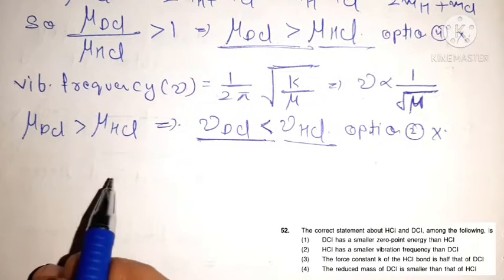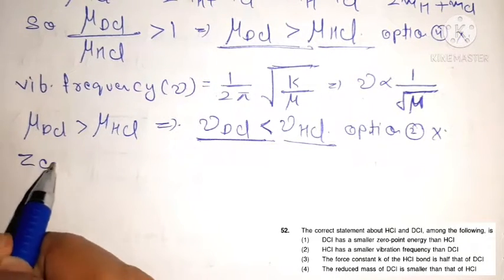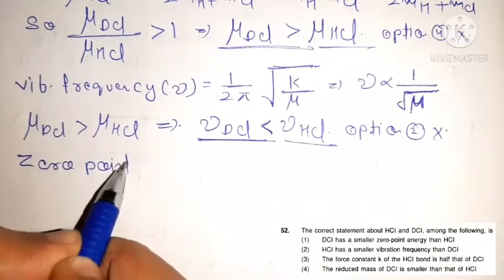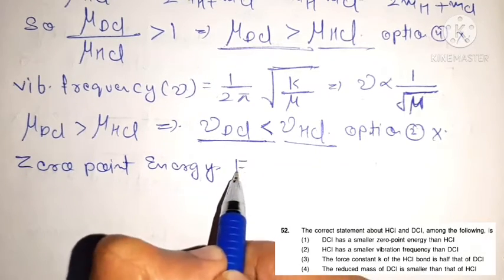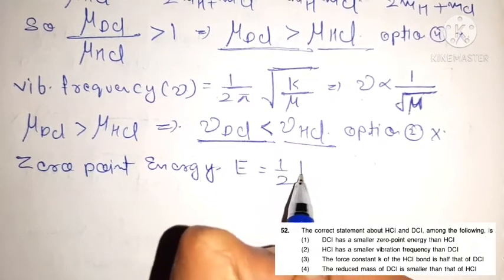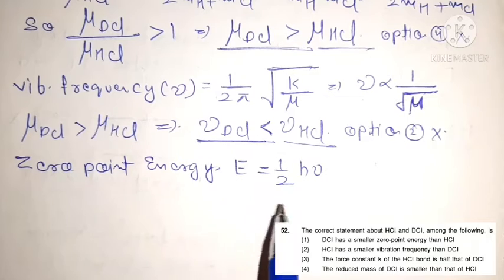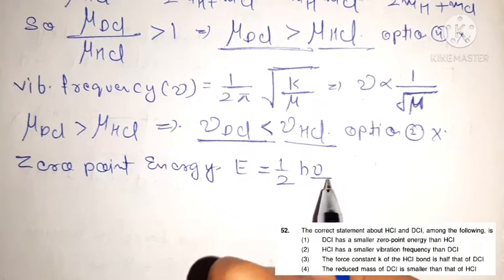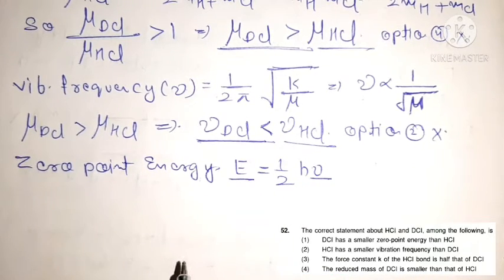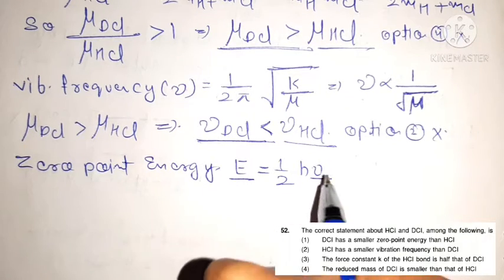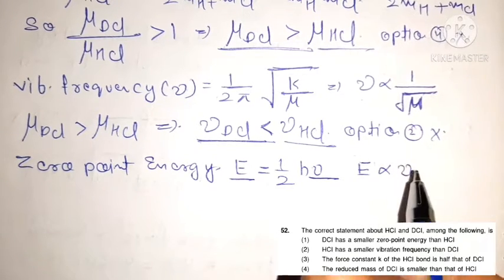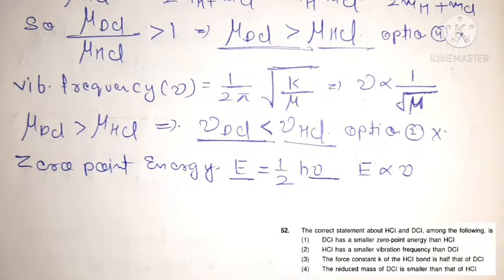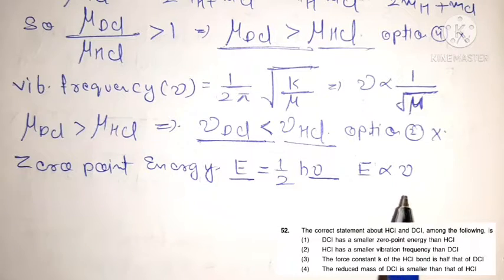Now the formula for zero point energy is E equals half h nu. This is the formula of zero point energy. From this formula we conclude that the zero point energy will be directly proportional to the vibrational frequency. That means the molecule with higher vibrational frequency has higher zero point energy.